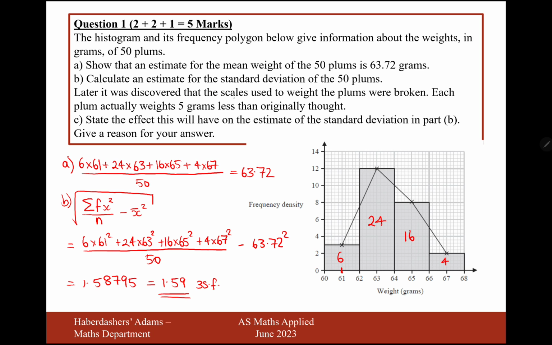Later it was discovered that the scales used to weigh the plums were broken. Each plum actually weighs 5 grams less than originally thought. State the effect this will have on the estimate for the standard deviation. Give a reason for your answer.